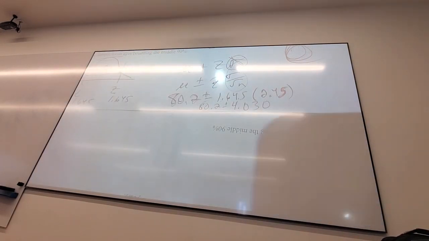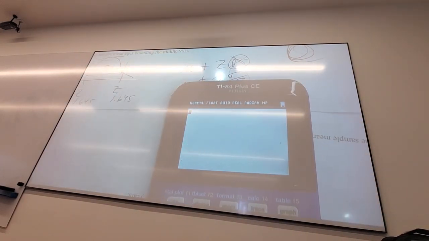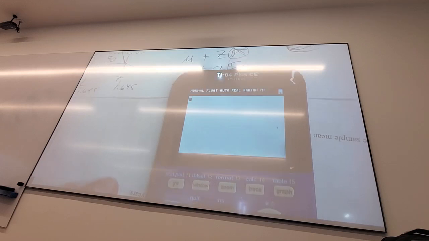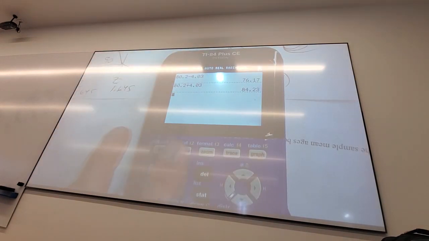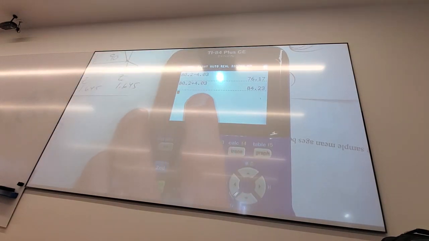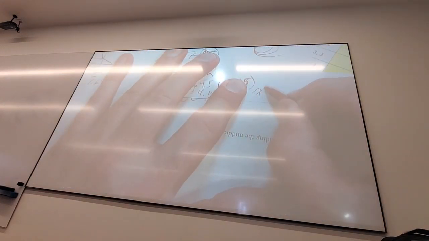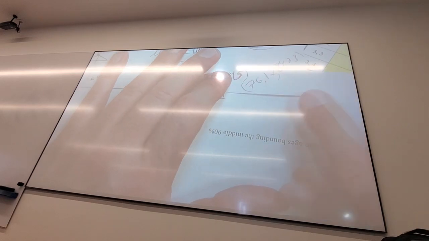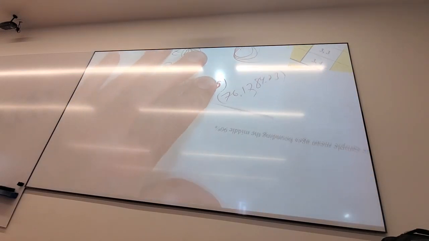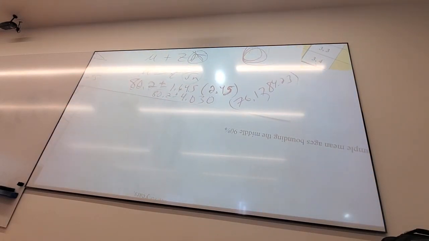4.03? Okay. So then I can do 80.2 minus 4.03 and 80.2 plus 4.03. So anywhere from 76.17 up to 84.23. Yes? Just wanted to verify that in that formula, because I was putting the subtraction and plus in the wrong place when I had my parentheses in the calculator.